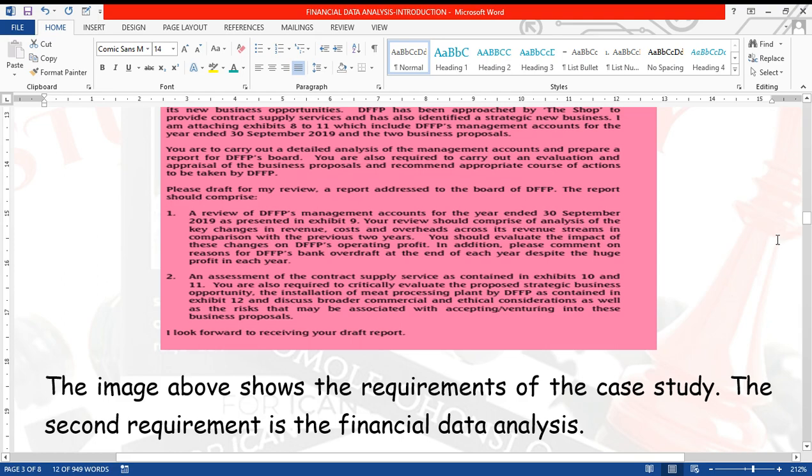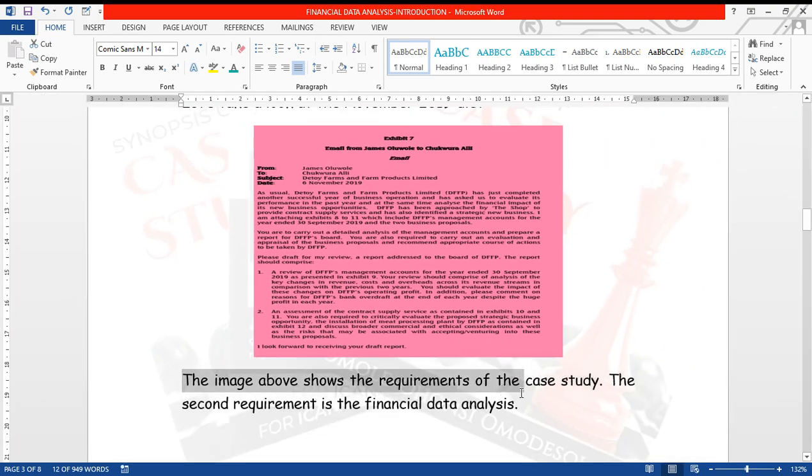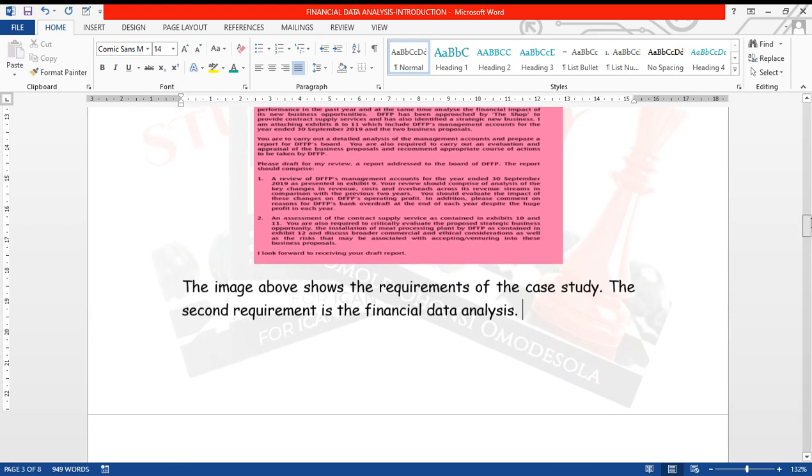So the above information shows the requirements of the case study. The second requirement is the financial data analysis, because it covers contracts, projects, and proposed business proposals. So we are assessing the current proposals of the company, what they are currently considering to accept or reject, to venture into or not to venture into. That's what we're going to be looking at today. Okay.